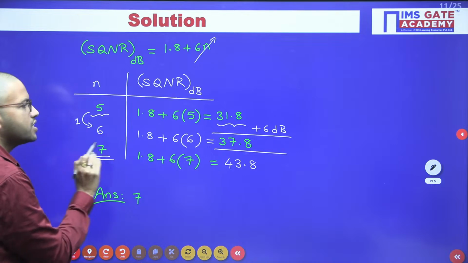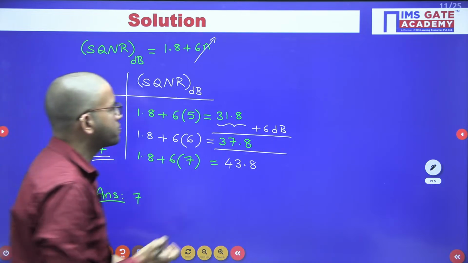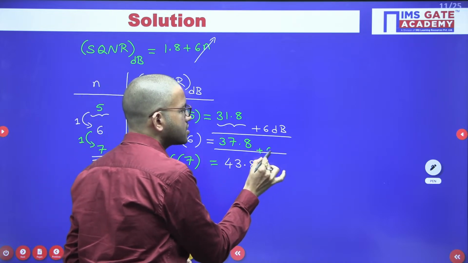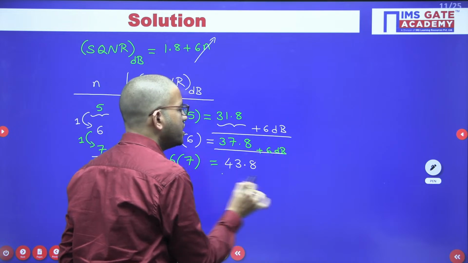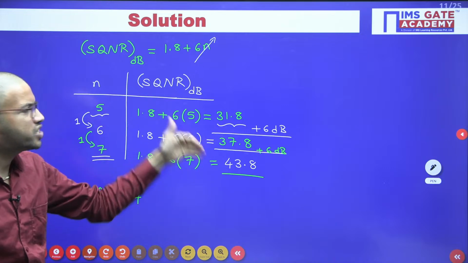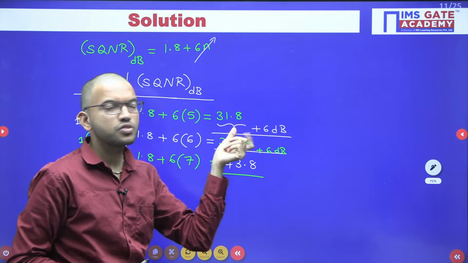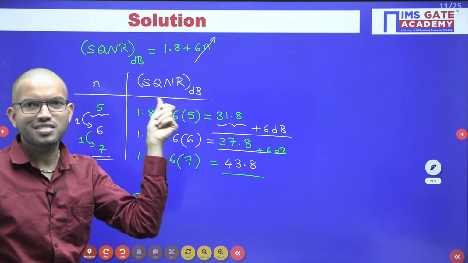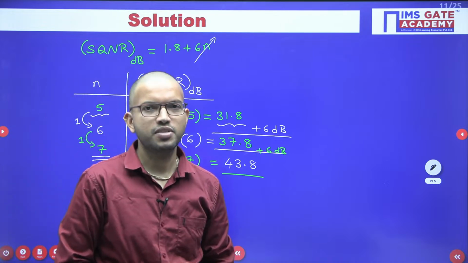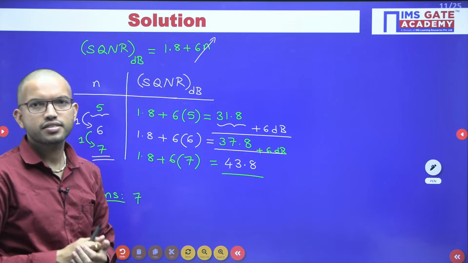Similarly, if you increase one more bit, to whatever value you got you can add 6 dB. So 37.8 plus 6 is nothing but 43.8. In this way you can do the calculation easily. Sometimes you will get this variety of questions also: for every 1 bit increase, the resultant SQNR increases by 6 dB. They can ask in the answers how many dB it is going to increase.